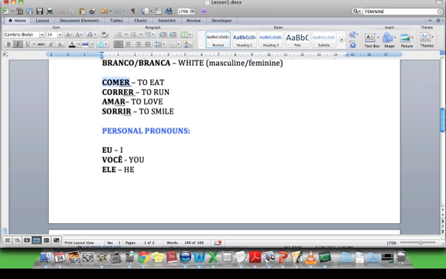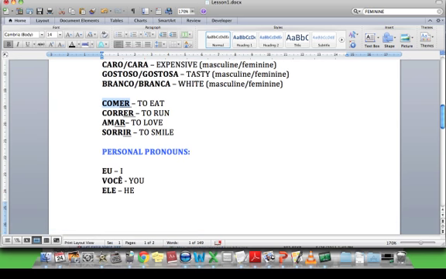Comer, right? So I want to say the girl eats the cake. It's very easy to have the present tense with the third person in Portuguese. All you gotta do basically is remove the R, right? So you're gonna see how this works. I want to say the girl eats the cake. So we're gonna use this verb, comer, but we're going to have to conjugate it.